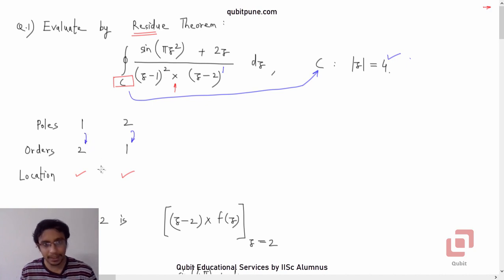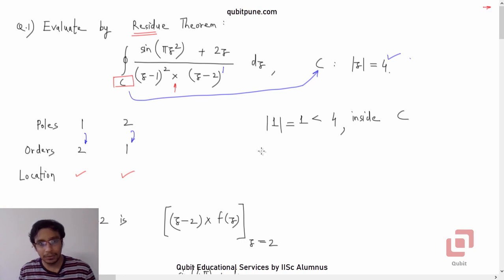Now let us determine the relative location of these two poles with respect to |z| = 4. So all you have to do is substitute the value in z here. So let us say we go to 1 first. Mod 1 is 1. Is it less than 4? So this lies inside.